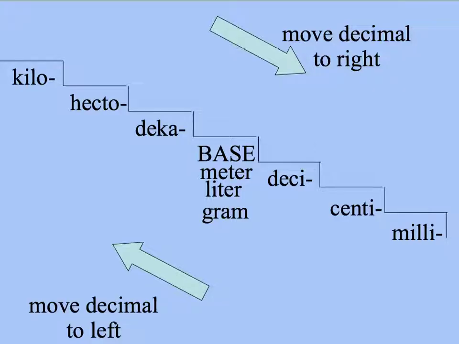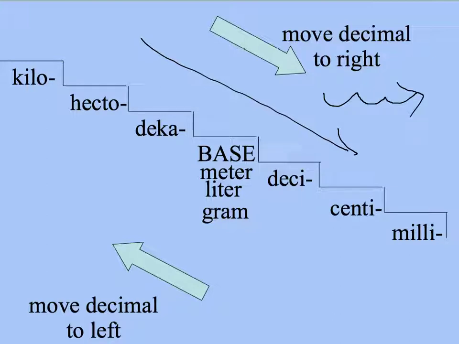In science, we often have the need to convert metric units from one unit to the other. And it's pretty simple to do. When we want to move down the ladder, in other words, we want to convert from something big to something small, we move our decimal to the right.